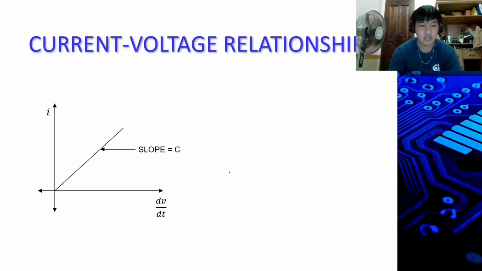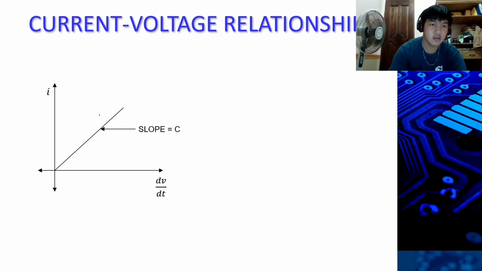Current-voltage relationship. So, yung graph niya ito. Let's say, yung y-axis is I, current, and x niya ay the rate of change, or dV over dt, of the voltage of the capacitor. So, this is the slope, C. This is the one that determines the resistivity of the capacitor to the rate of change of the voltage across it. Okay.